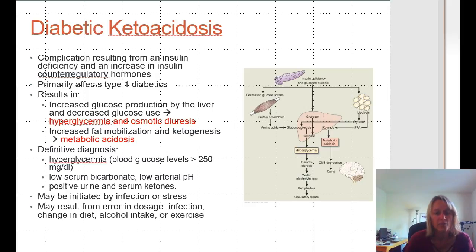So in this case, we're going to have extremely high blood glucose levels with low bicarbonate, because bicarbonate is going to be tied up by all the extra ketoacids, and a low pH. The urine will be positive for ketones. And this type of condition can be initiated by infection or stress, or it may also result from an error in insulin dosage, infection, change in diet, or alcohol intake, or exercise.